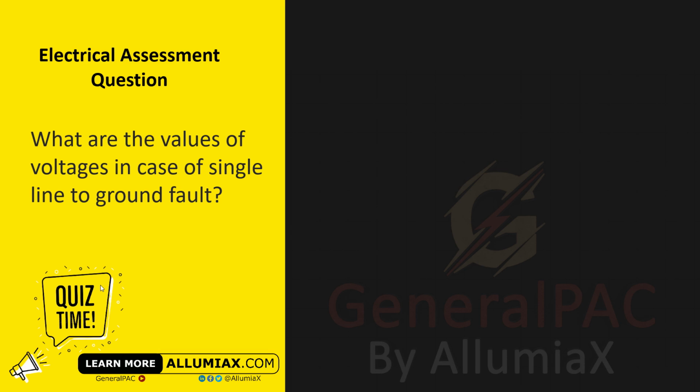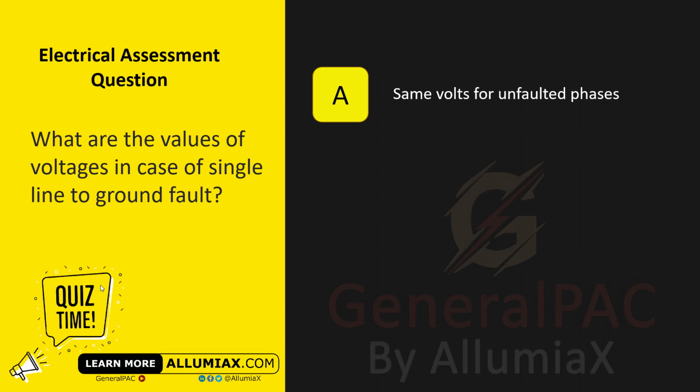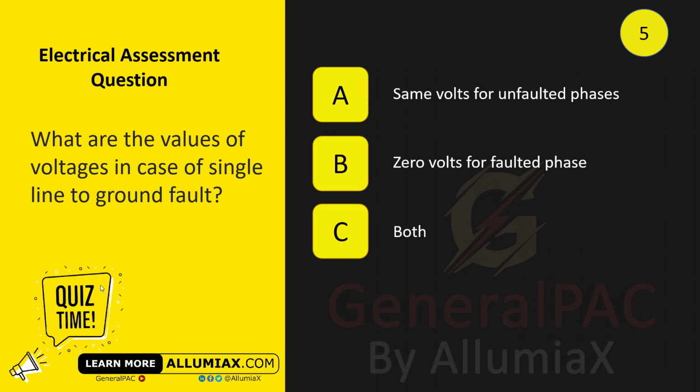What are the values of voltages in case of single line to ground fault? A. Same volts for unfaulted phases. B. 0 volts for faulted phases. C. Both.